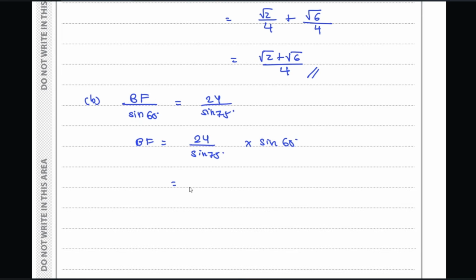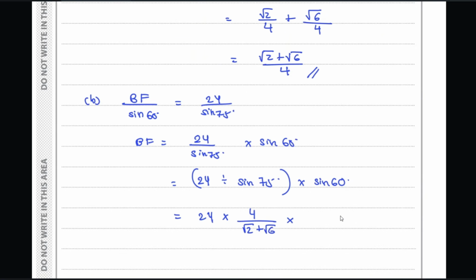That is root 2 plus root 6 divided by 4. So this will be 24 over root 2 plus root 6 divided by 4. So we can move 4 to the top. The reason is 24 divided by sine 75 can be written this way, and then we have times sine 60 that comes after. And then if we change the division sign to multiply sign, we have to take the reciprocal of the following term. So this becomes 24 times the reciprocal of sine 75, which is 4 over root 2 plus root 6, and then times sine 60.